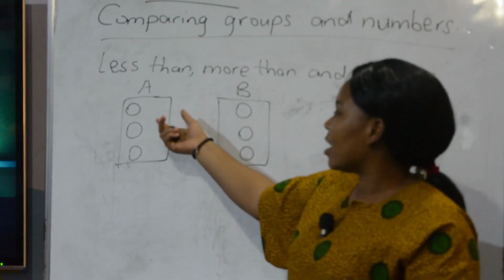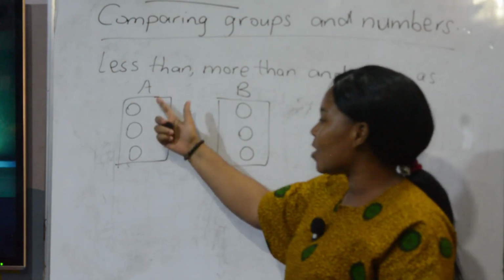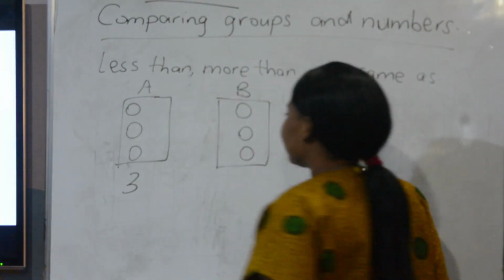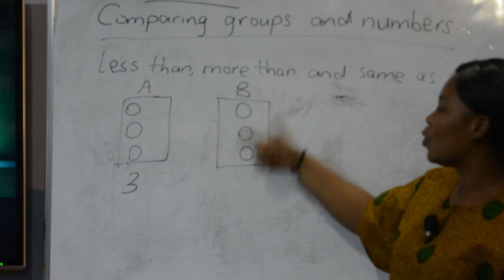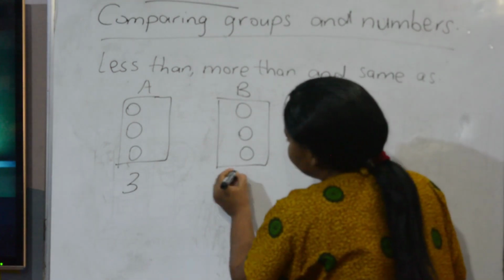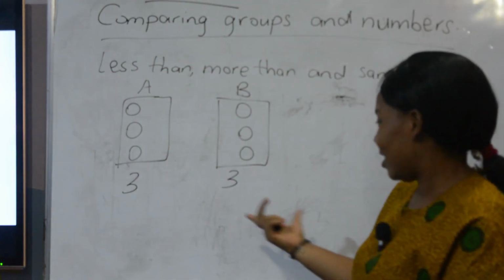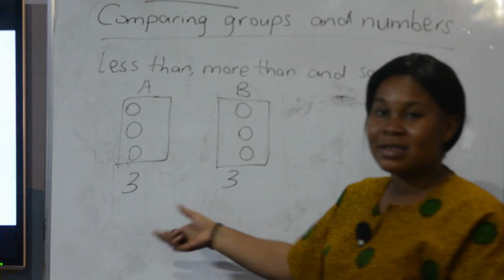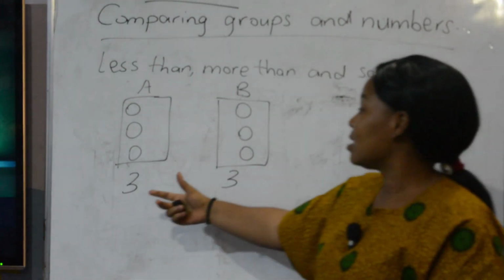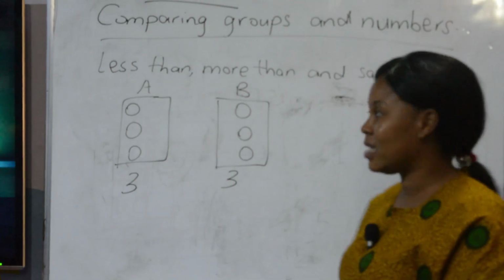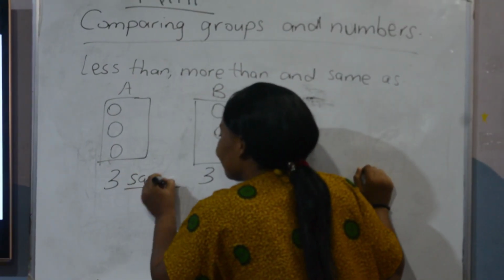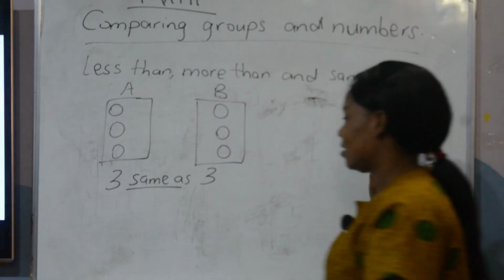So in this section, in group A, we have 1, 2, 3. That is 3 oranges. And in group B, we have 1, 2, 3. That is 3 oranges. So you can see that in this section, the figures are the same. We have 3 here and we have 3 here. So it means the numbers here are the same. So we write same as.